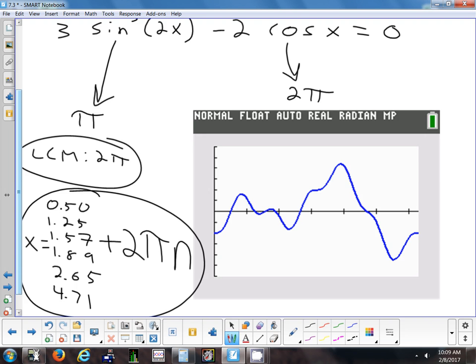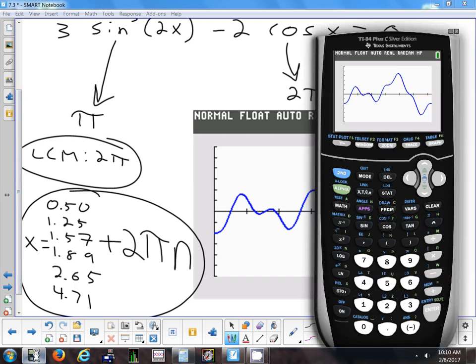Any questions on that one? Now, what if I wanted to see 3 periods on the screen, not 1? What would I have to set my x max to? 6 pi. Yeah, if you set it from 0 to 6 pi, you're going to see the graph we just did repeat 3 times. There's 1, there's 2, there's 3. You're seeing the same thing repeated 3 times.